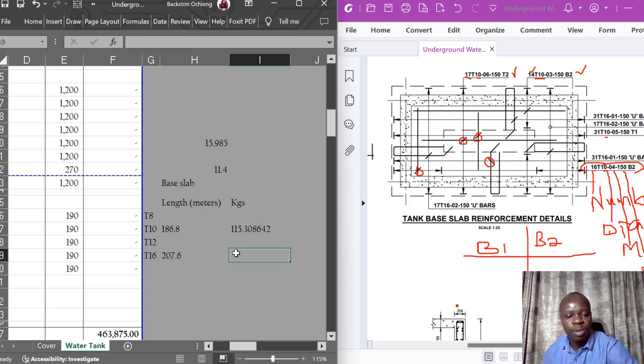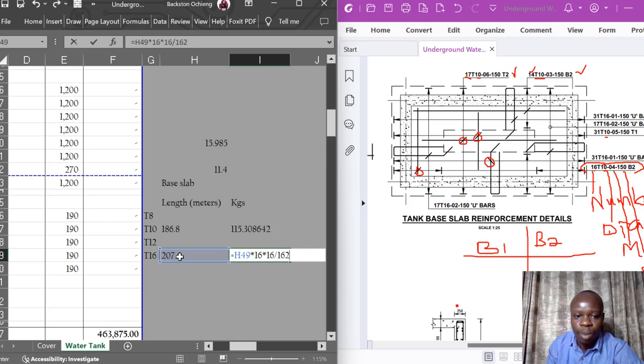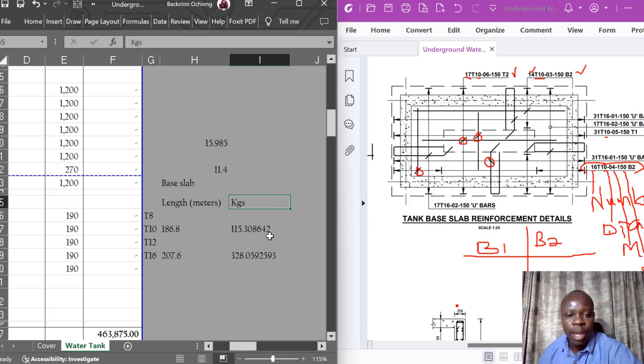Using the same concept, take the length of the D16, then you'll multiply it by the diameter squared. Diameter times diameter, divide by 162. That one gives us another 328. So we have dealt with the slab in entirety in terms of the reinforcement. So we'll repeat the same for the next of the other elements. But for now, that brings us to the end of our coverage, because we just wanted to focus mainly on that base slab until it's completed.